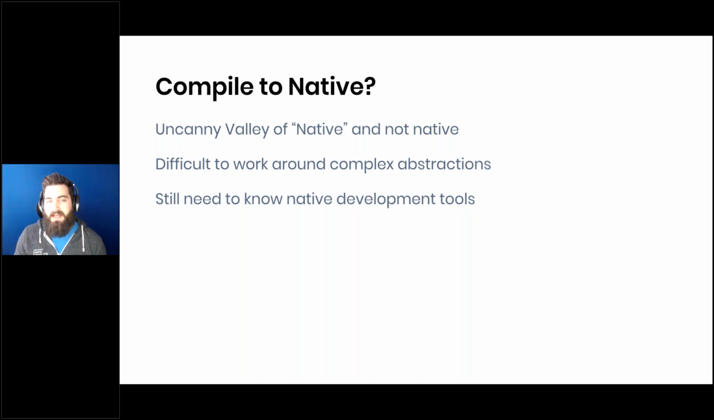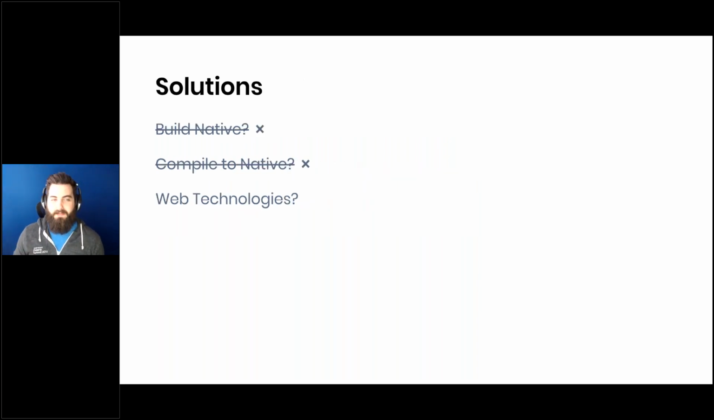And there's still a lot of work that goes into knowing how each of these platforms behave. You've got to know the native development tools. You have to know how to debug a memory issue through Xcode or through Android Studio. So you're still required to know some of these native development tools, which is just not really necessary. So let's cross off native compile. What about web technologies?